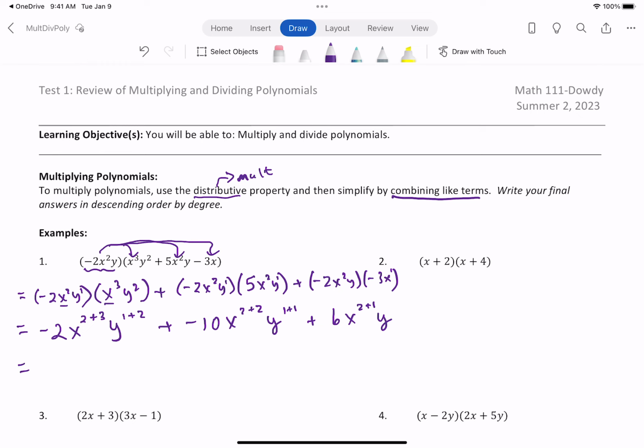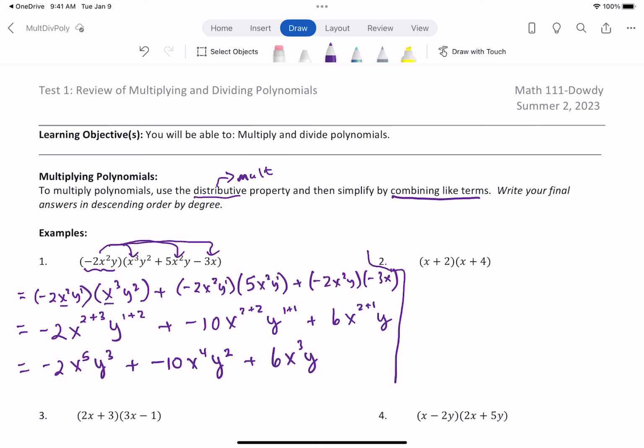And now all we have to do is clean this up. This is negative 2. x to the 2 plus 3 is 5. And y to the 1 plus 2 is 3. Negative 10. x to the 2 plus 2 is 4. And y to the 1 plus 1 is 2. And then we have 6. x to the 2 plus 1 is 3y. And then that is the final answer.